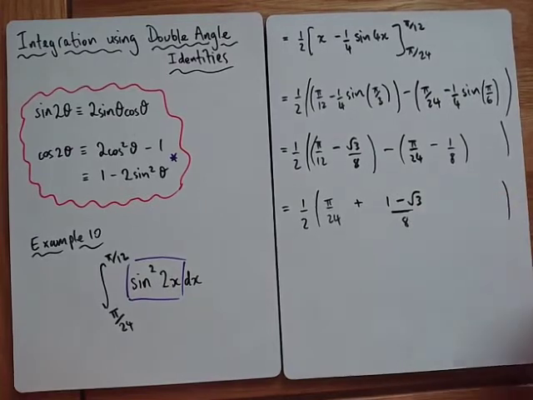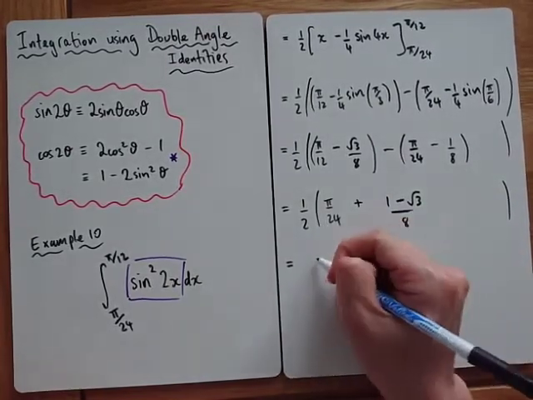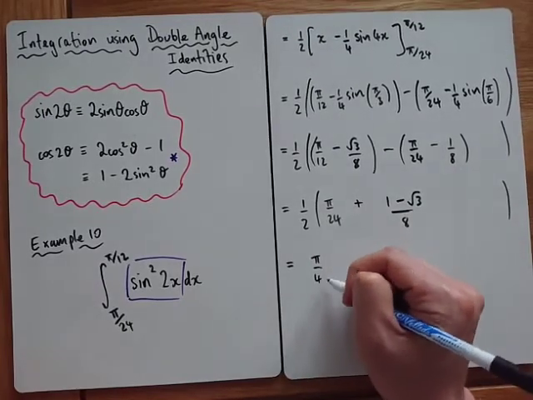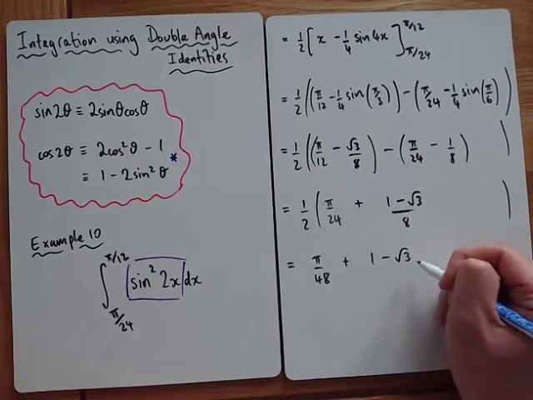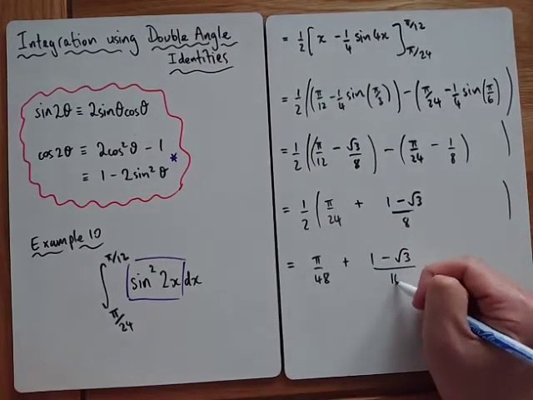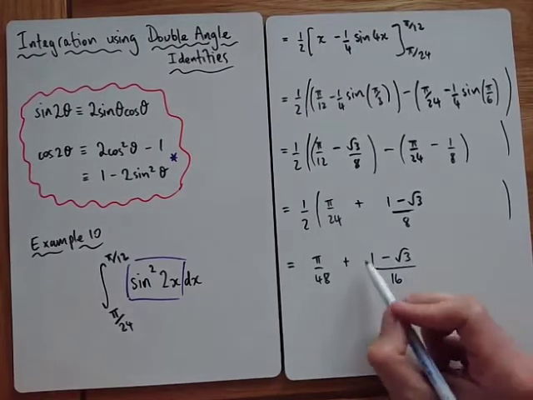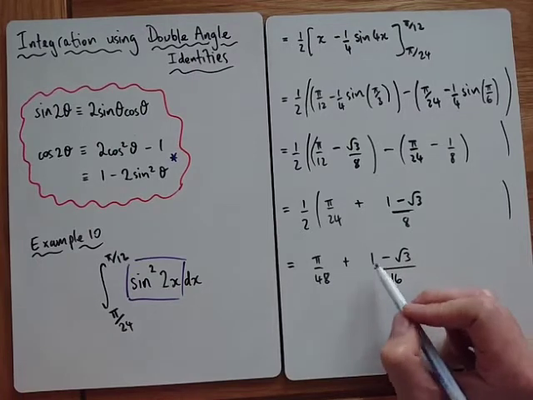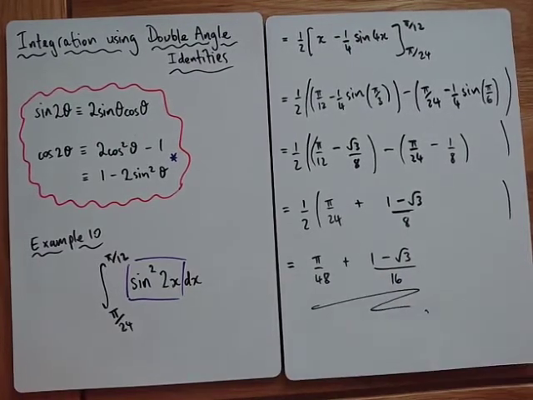So we could write that like that. And then if we expand out by the half, we get pi over 48 plus 1 minus root 3 over 16. I'm just going to check that's the same as the answer in the booklet. So they've actually split it up, but it's the same thing. Like they've just written this as two separate terms. So that's 1/16 minus root 3 over 16. I'm going to leave it like that. Okay.